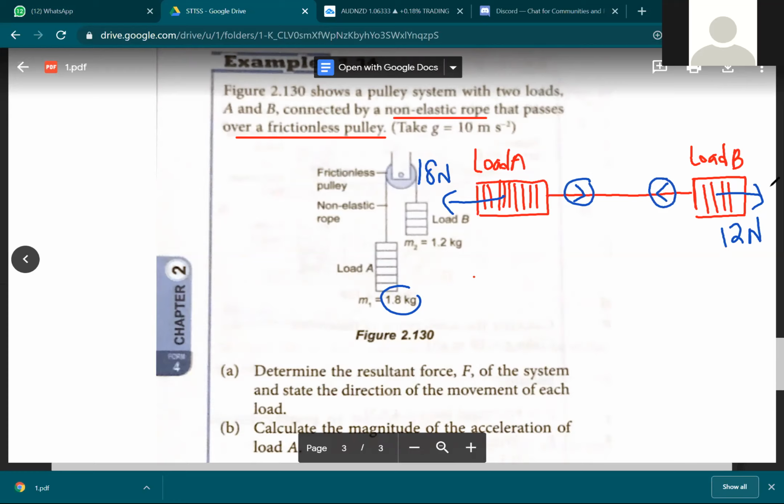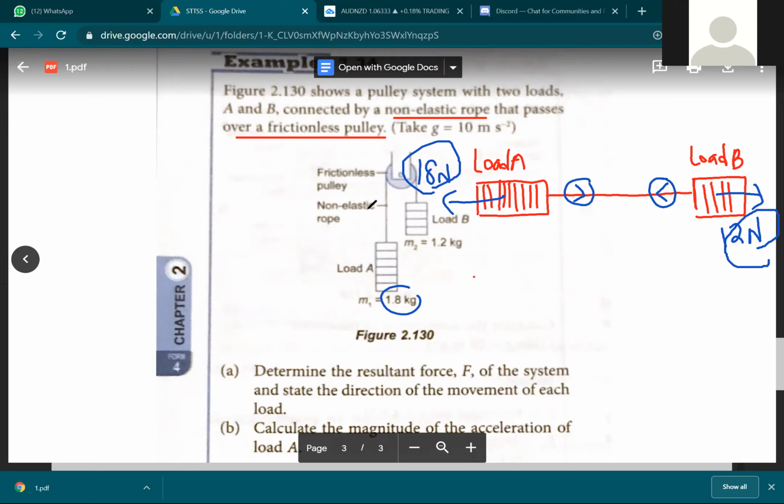Okay, so they cancel out each other, and so we don't have to care about it. We just ignore the tension, because they even out each other. So the only forces left are what? 18N and 12N. The only forces left.